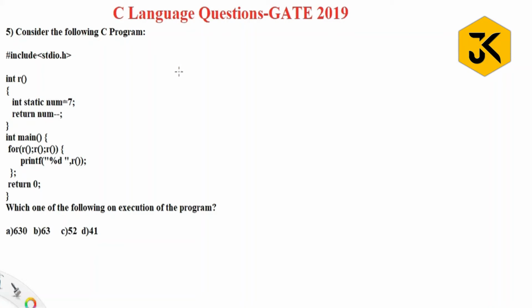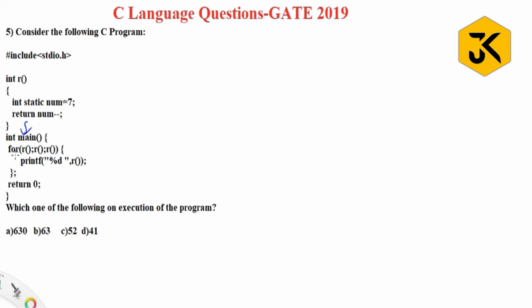Hello guys, welcome back. Let's see one of the C language questions which was asked in GATE 2019. Here they have given a few lines of code and they are asking: which one of the following is the output on execution of the program? The program will start executing from the main function.